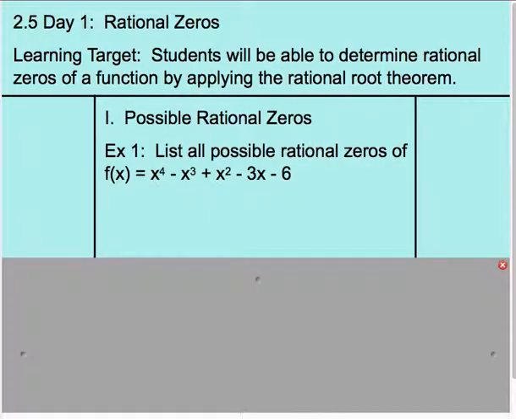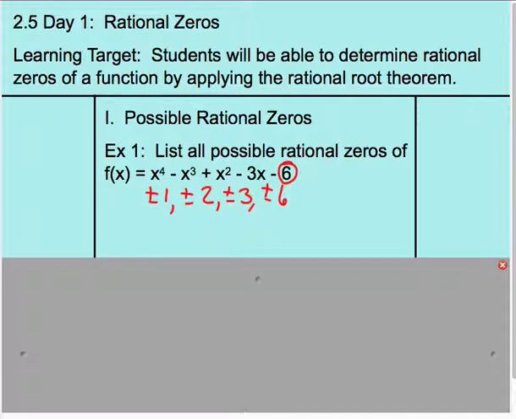Our first example, if you go back to your note sheet, is simply listing the possible rational zeros. Again, notice that word possible. It does not mean that any of these actually are zeros of the function. It just means if it has a rational zero, it will be one of these options. So we're going to start by listing the factors of the constant, in this case 6, both positive and negative. So notice I've listed all of the numbers that go into 6 evenly. That's what a factor is.